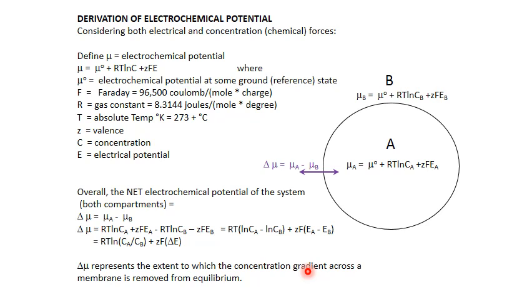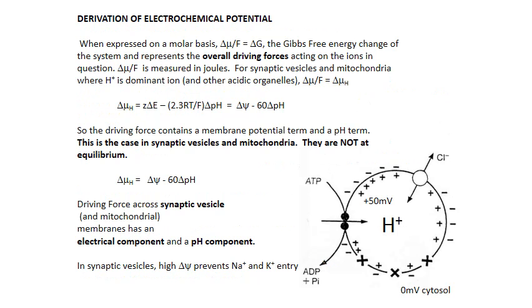Now, one can continue with these equations and actually derive the Nernst equation, and I do that for you in the summary and reference material that I have posted on the website for today's lecture. All right, so when we take delta mu on a molar basis and divide it by the Faraday, we get the Gibbs free energy change of the system, which would be an overall driving force acting on the ions in question.